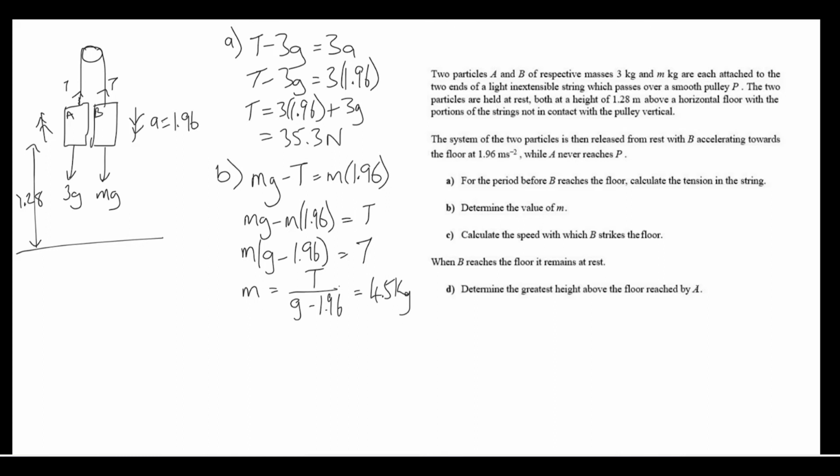Just a quick sense check. That would make it the heavier of the two, and that verifies why B was the one going towards the ground, while A was the one moving up.